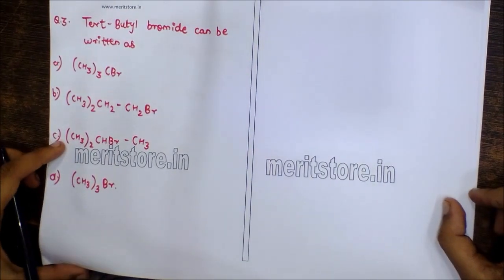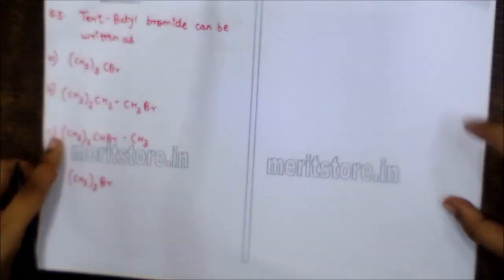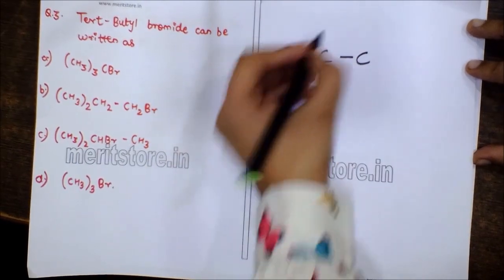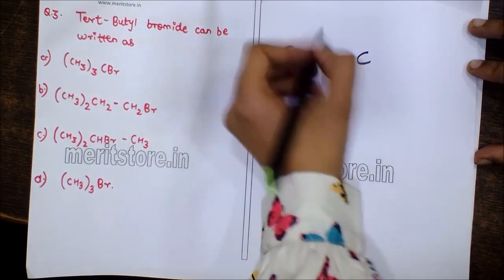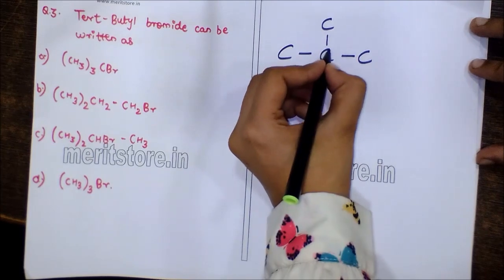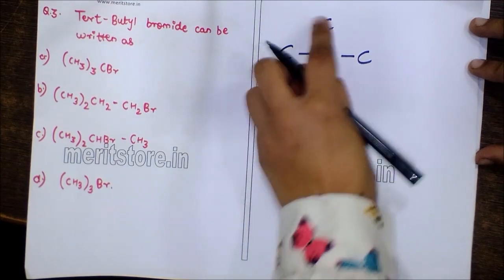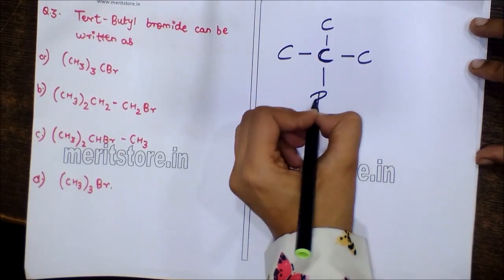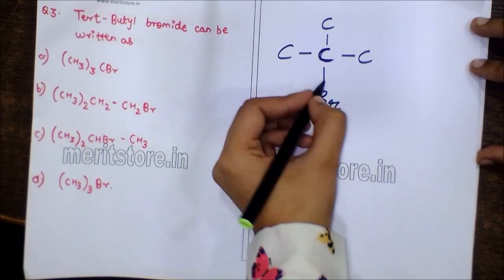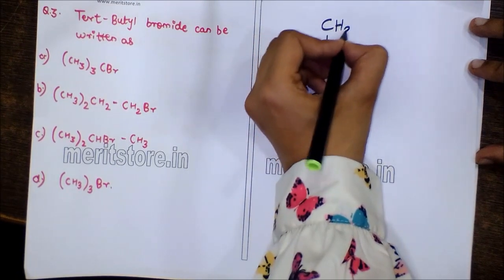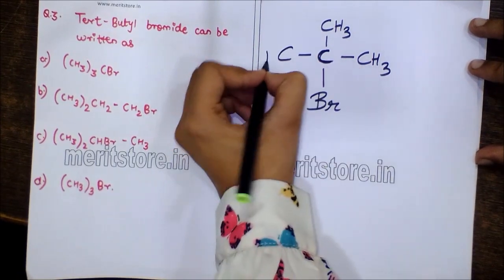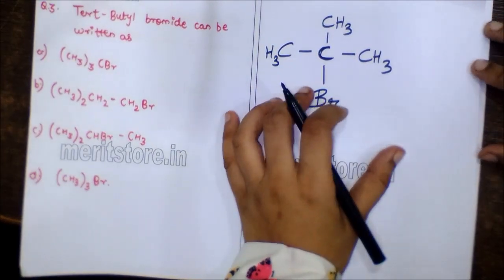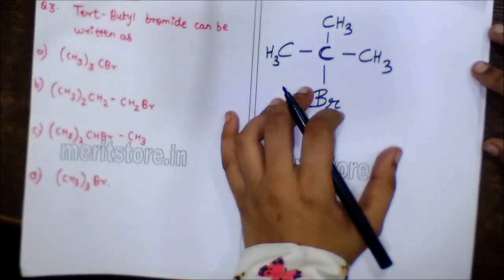Question 3. Tert butyl bromide can be written as. So first I'll draw what tert butyl bromide is. This is my carbon chain. This is my tertiary carbon because it is attached to three other carbons. And I will have a bromine over here, which is attached to the tertiary carbon. All these carbons are attached to hydrogens. So this is the structural formula of my tert butyl bromide.